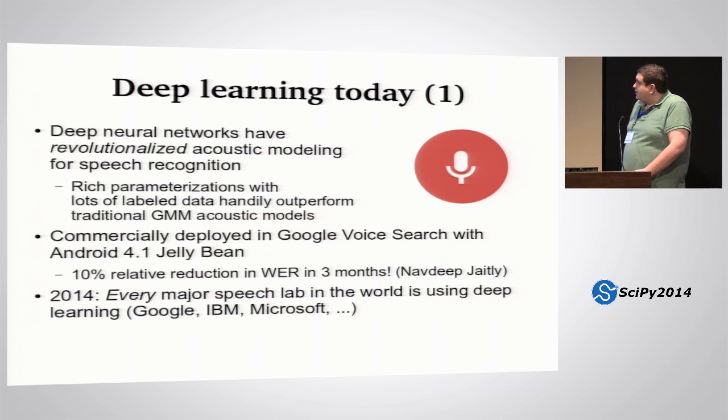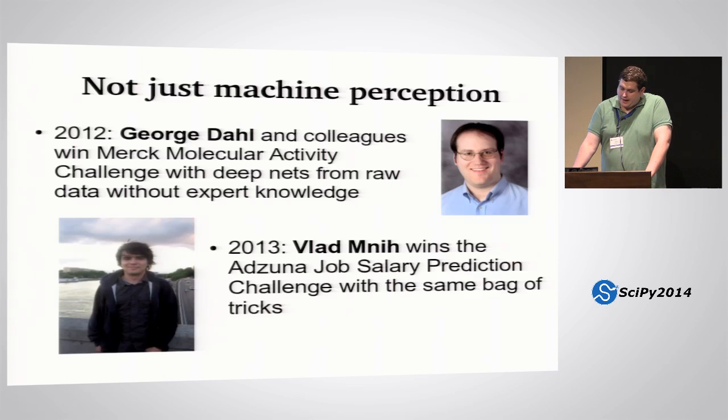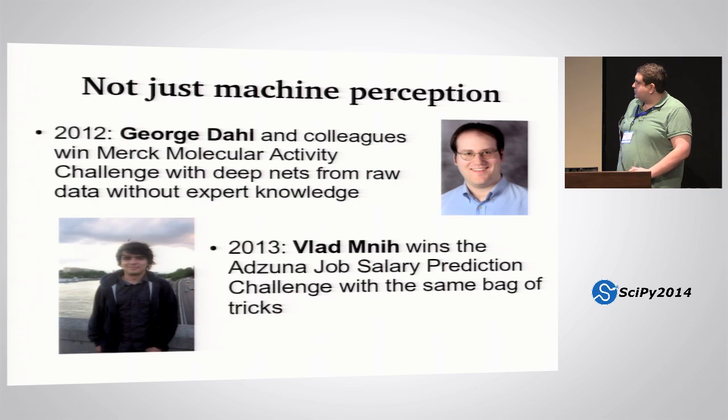Deep learning is important. Basically, it's completely blown the field of speech recognition away. Better acoustic models have translated to much more usable systems. And in computer vision, the same thing has happened. You're now seeing commercial products based on deep learning that employ these sorts of techniques to automatically tag your photos and things like that. And it's not just machine perception tasks which are seeing a benefit.